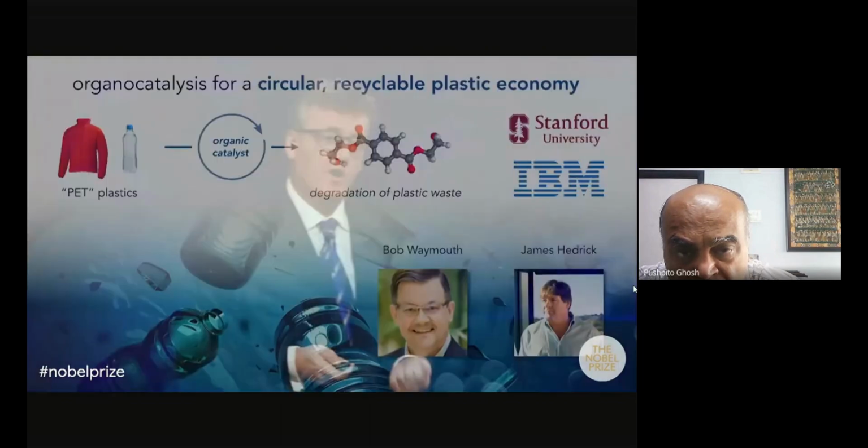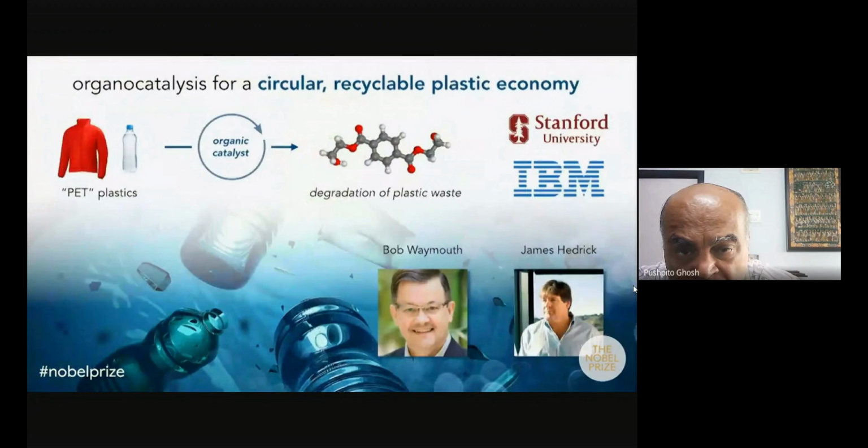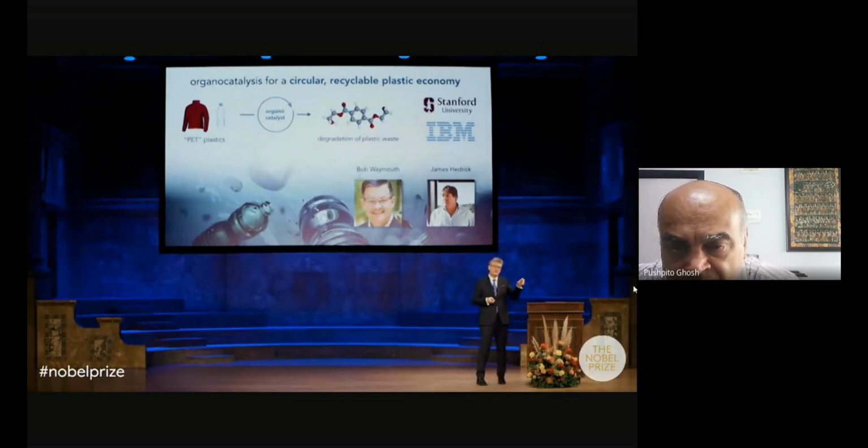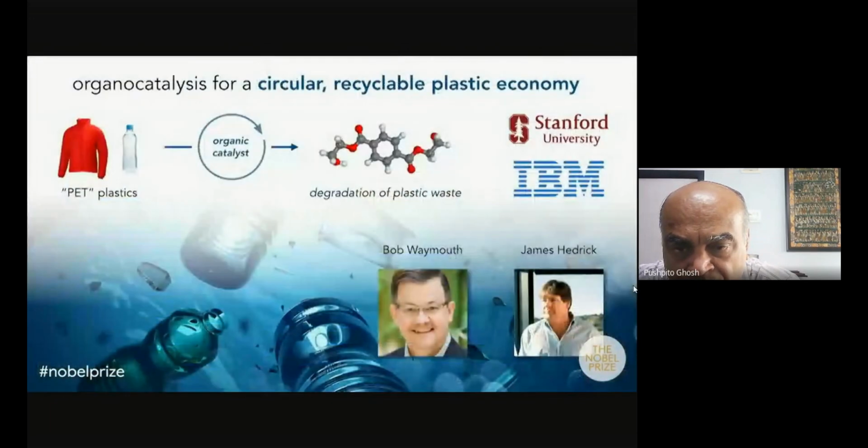Okay, so that's perfumes. What other areas can you use organocatalysis for? Well, you can actually use it in terms of materials and for the recyclable plastic economy. This is some very important work that's being conducted by Bob Waymouth and James Hedrick. And many of you probably know that plastics are polluting our oceans. What Bob and James are doing is using organocatalysis to effectively break down polymers back down to monomers, which can then be used again to remake polymers, making polymers and plastics completely recyclable and completely sustainable, which is obviously extremely important.